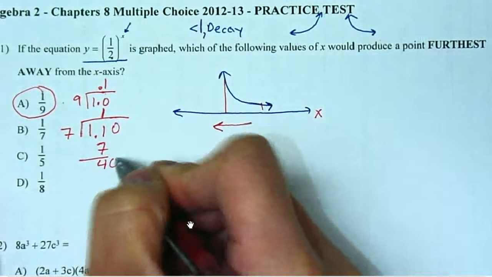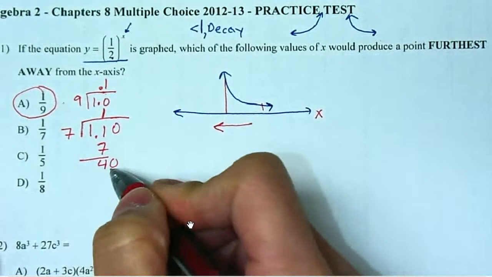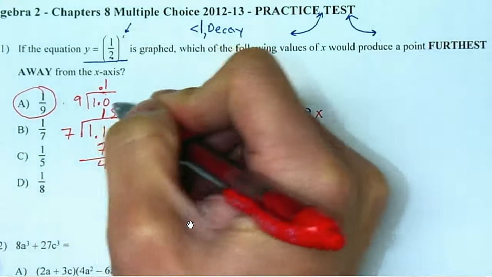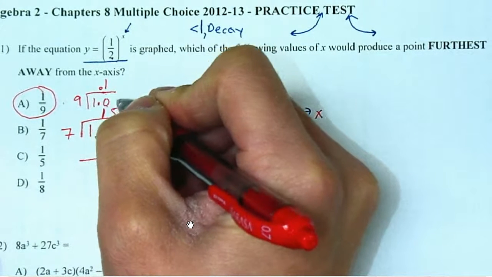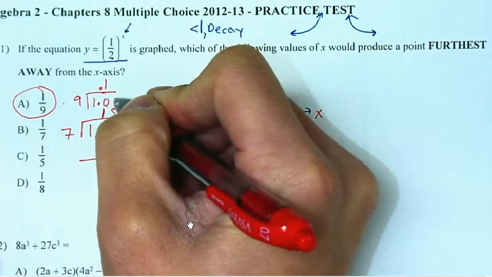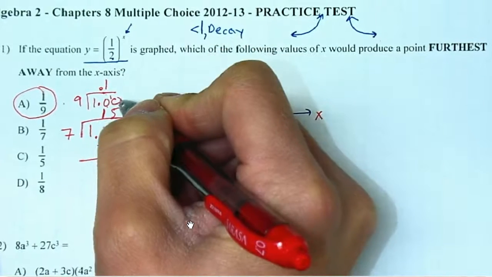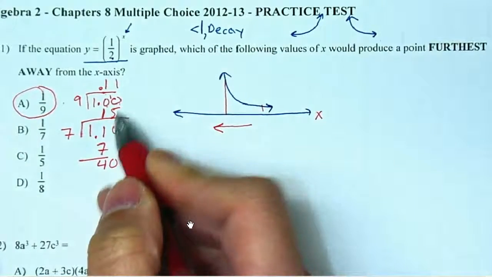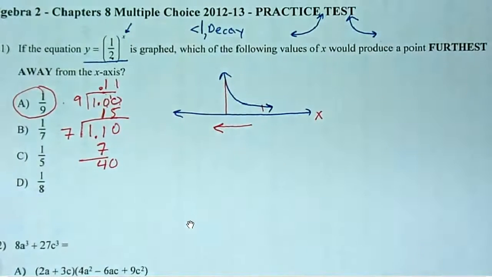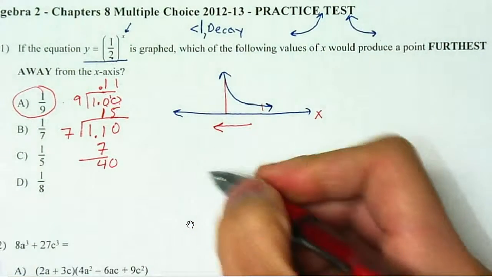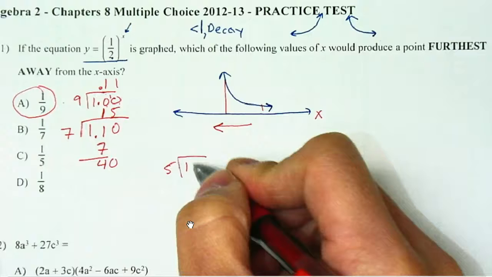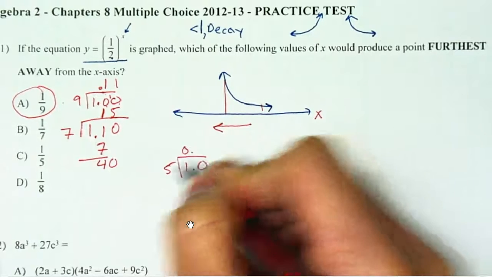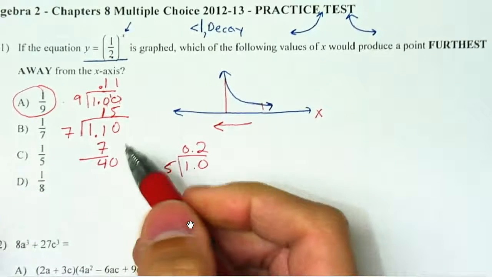Bring down another 0. 7 goes into 40, 5 times, same thing here. Kind of running out of space. 9 goes into 10 1 time. So far, this is still the smallest. Doing the long division for 1/5, well, it goes in 0 times. Goes in twice exactly. And then 1/8.